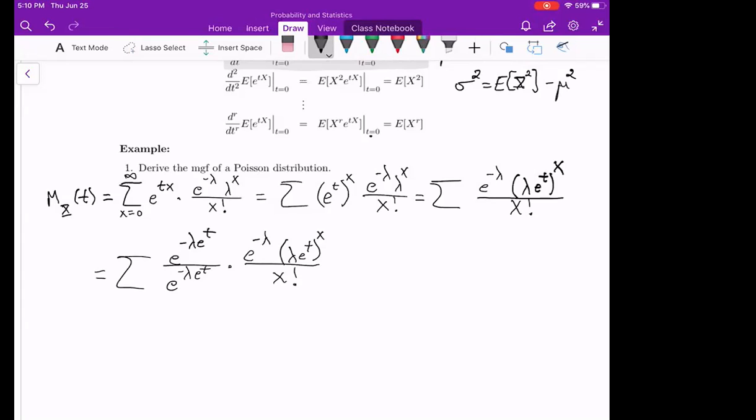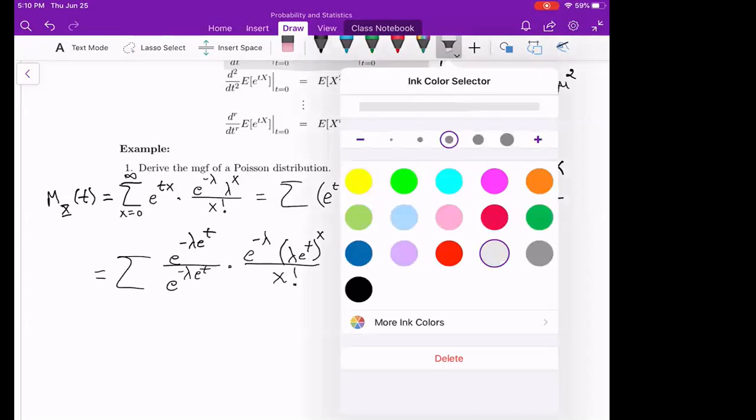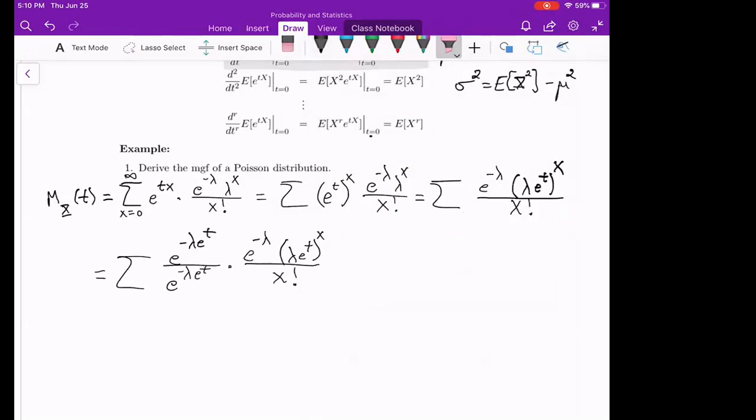And what I notice is that this term times this one divided by this one, that is a Poisson distribution because it has e to the negative some parameter value. My parameter is more complicated than just lambda here. It's lambda e to the t times that parameter value to the x power divided by x factorial.